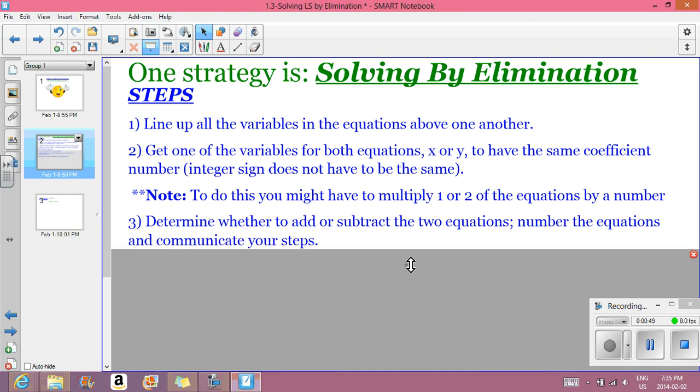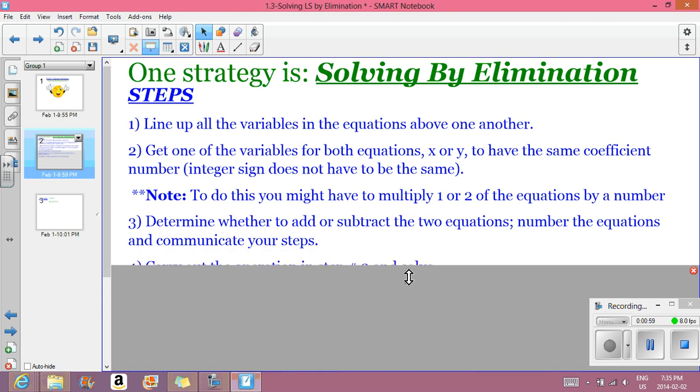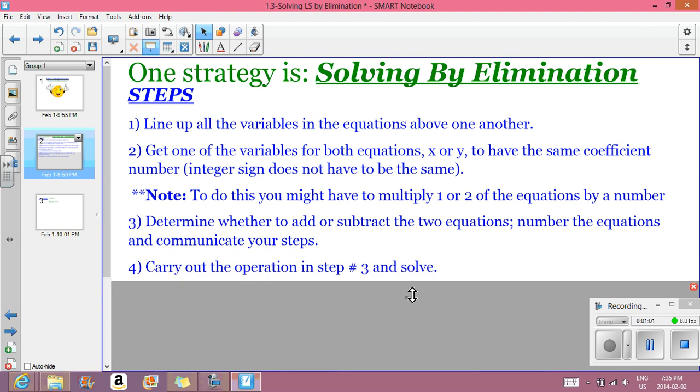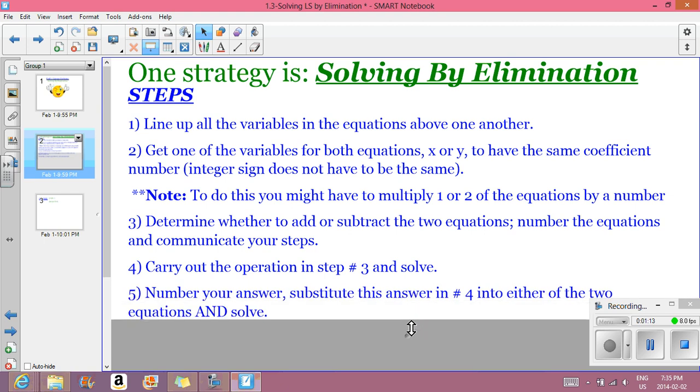To determine the next part, you have to figure out whether you're going to add or subtract the two equations. You're going to number the two equations and communicate these steps, just like we did in the substitution, where we labeled it equation 1 and 2, and then we said what we were doing. Once you figured out if you're going to add or subtract in order to eliminate a variable, then you're going to carry out that operation in step 3 and solve. This part's the same as before.